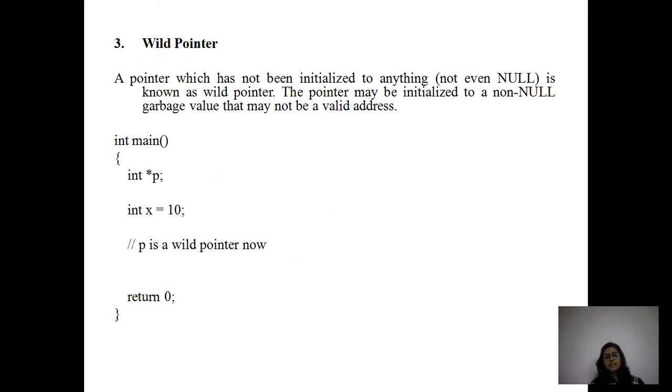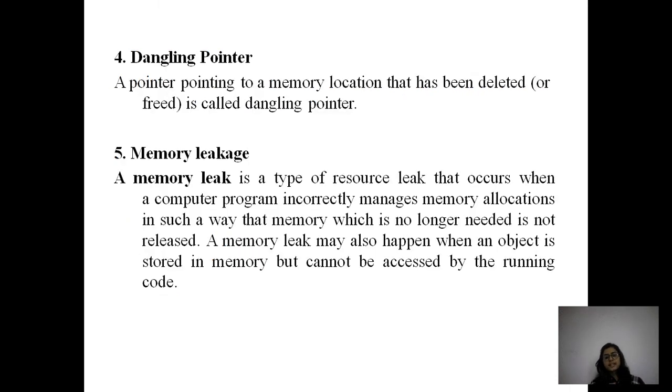Third one was the wild pointer. A wild pointer means one which has not been initialized to anything, not even null. That is a wild pointer. Fourth one is dangling. Dangling means a pointer is pointing to a memory location, to a variable which is deleted. That is known as a dangling pointer. The last one is memory leakage, which occurs when there is incorrect memory management. That's it. Thank you.